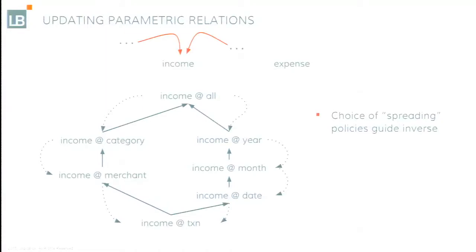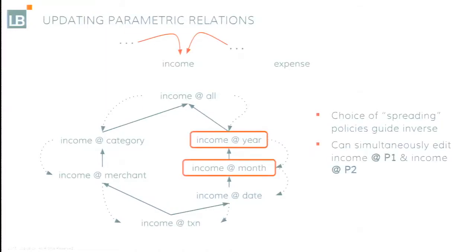Something that is a little bit tricky, though, is what happens when the user modifies income at year and income at month at the same time. As I demoed, I can modify my income for 2015, and I go and edit my income for December because I know I'm going to be getting a bonus, and that's part of my planning. And now the parametric spreading actually has to spread around the changes to both of these relations. I'm not going to have time to get into the details, but that's part of the complexity of supporting parametric spreading.